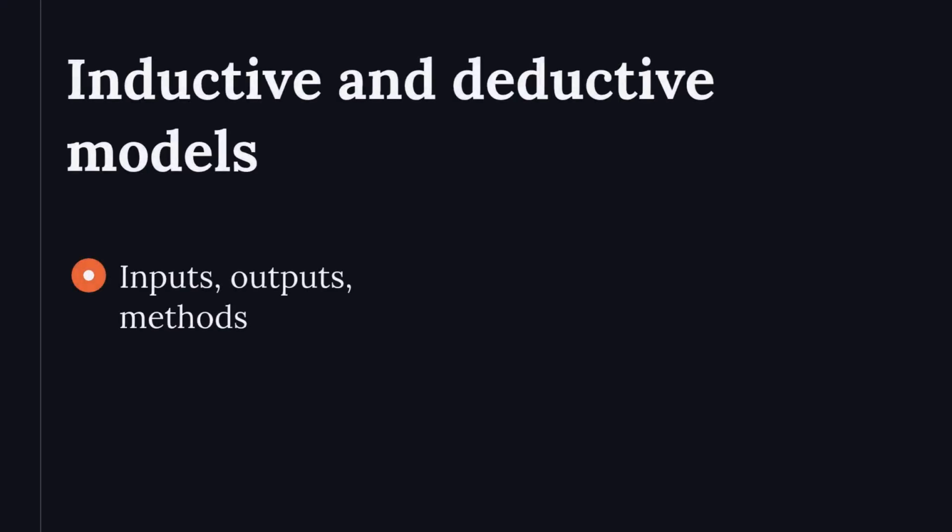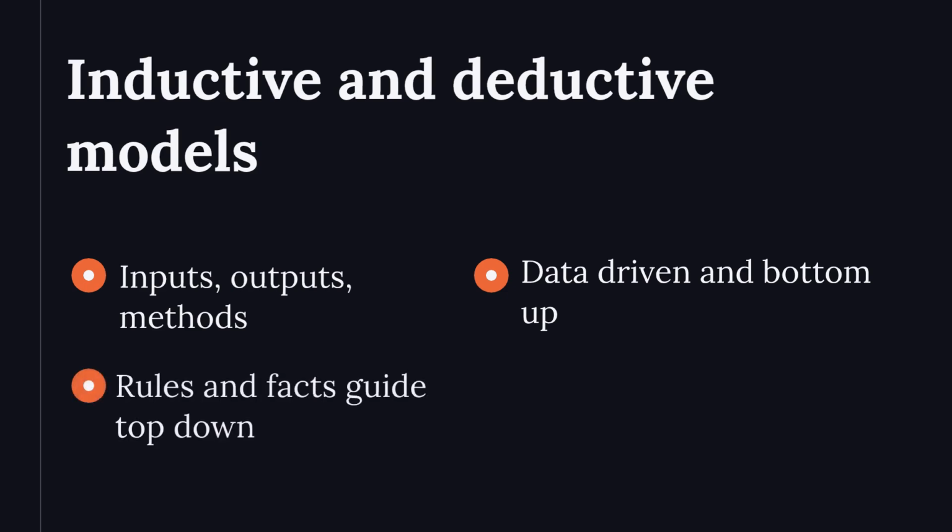These approaches differ in input, output, and method. Inductive learning uses data and follows a bottom-up path toward a generalized model. Deductive learning uses rules and facts and follows a top-down path towards specific conclusions. Together, they support both prediction and logical reasoning.